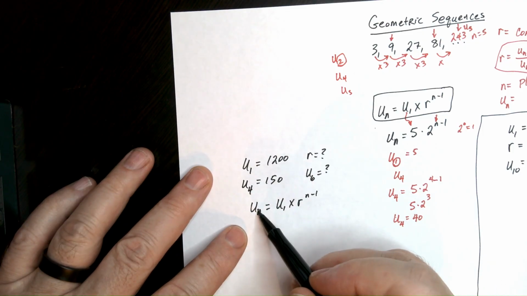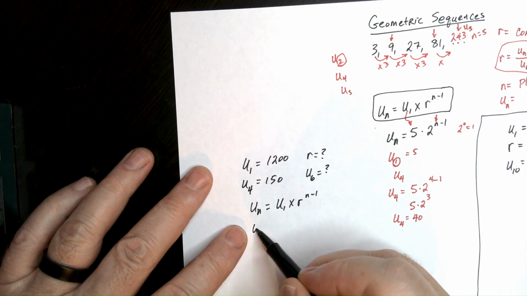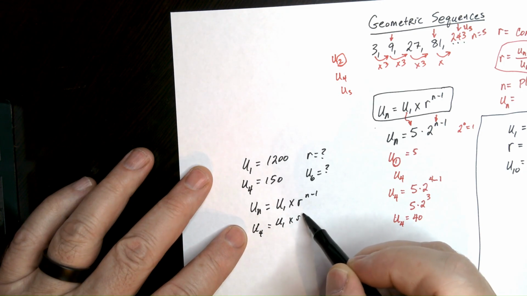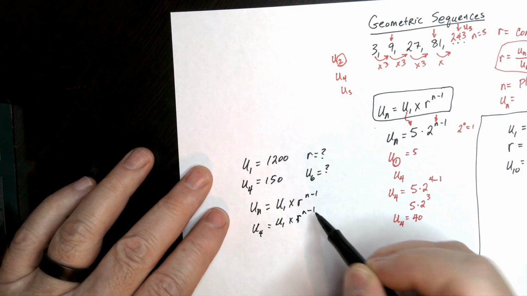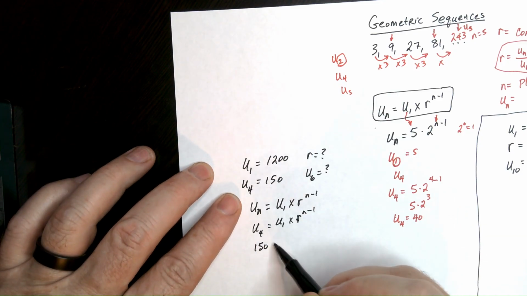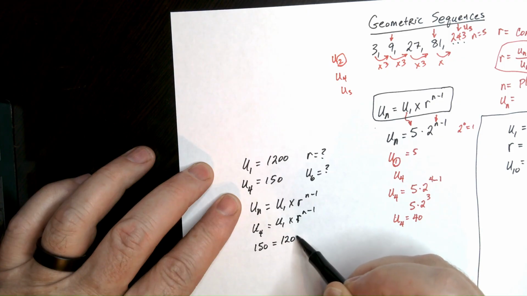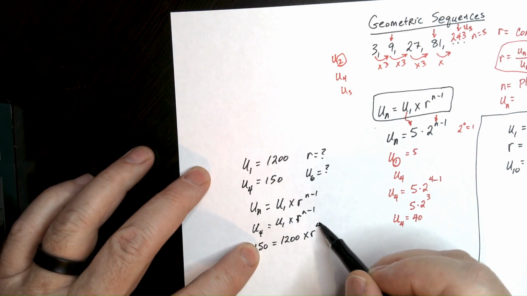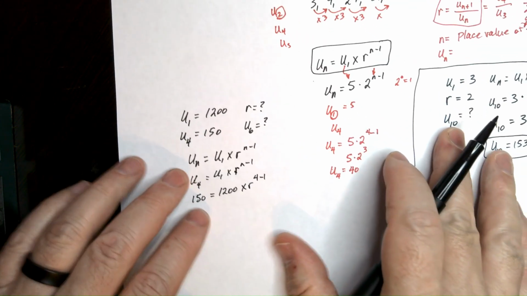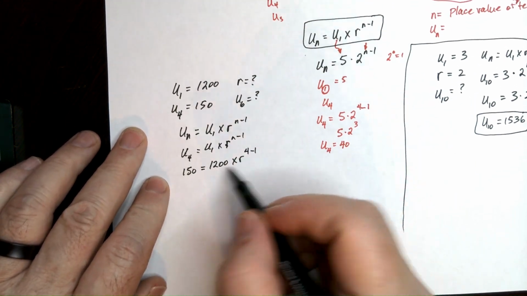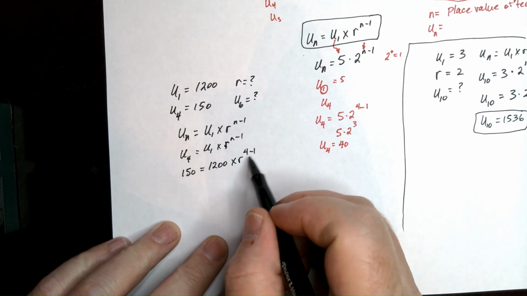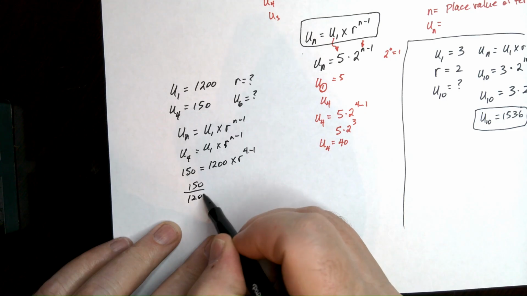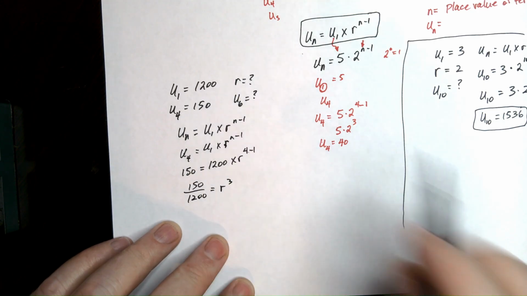Because if I know u sub 4 is here, then I know n is 4. So watch, check this out. U sub 4, I'll write it like this first, equals u sub 1 times r to the n minus 1. So I know u sub 4 is 150. I know u sub 1 is 1200. I don't know r, but for u sub 4, it's going to be 4 minus 1. See how that is? So then we're going to end up having to solve this. We're going to take a cube root because this is, of course, 3. So 150 over 1200 equals r to the 3.